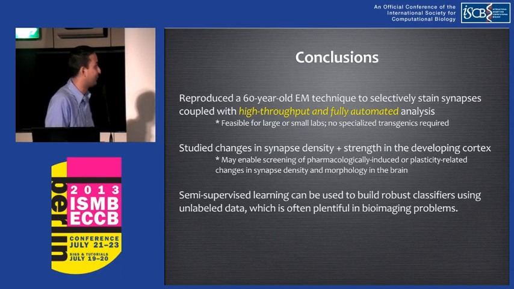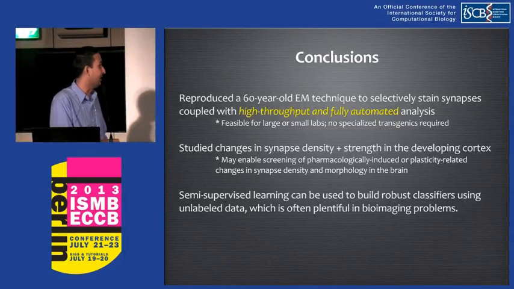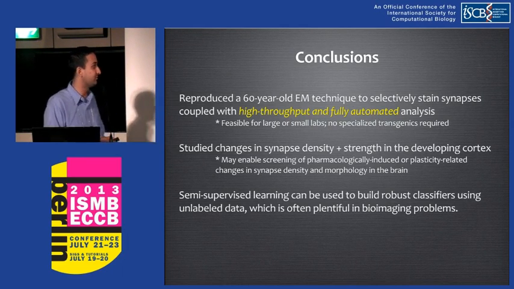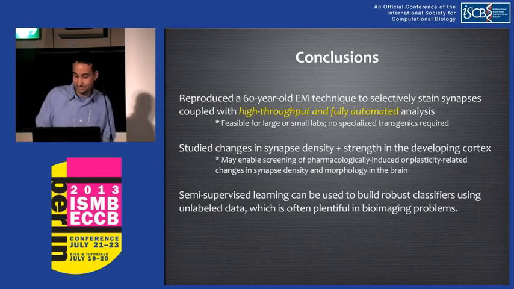We use a very standard classification: normalize, extract features, classify. But we also think that this semi-supervised idea is a good one to generate robust classifiers, especially when you have tons and tons of unlabeled data, as we typically do in bioimaging problems.